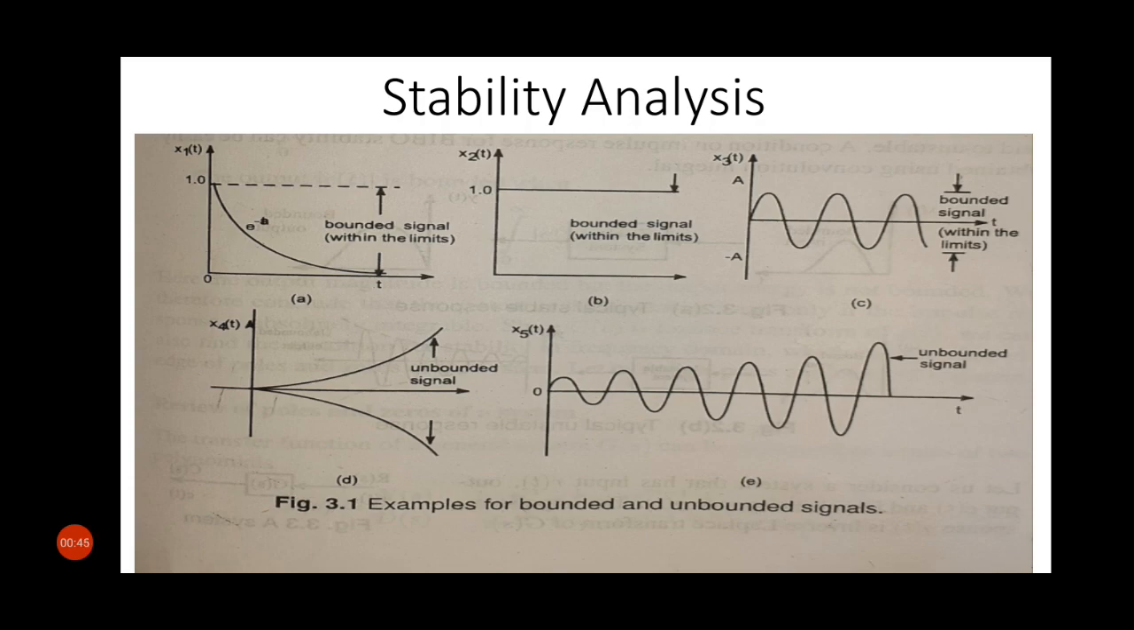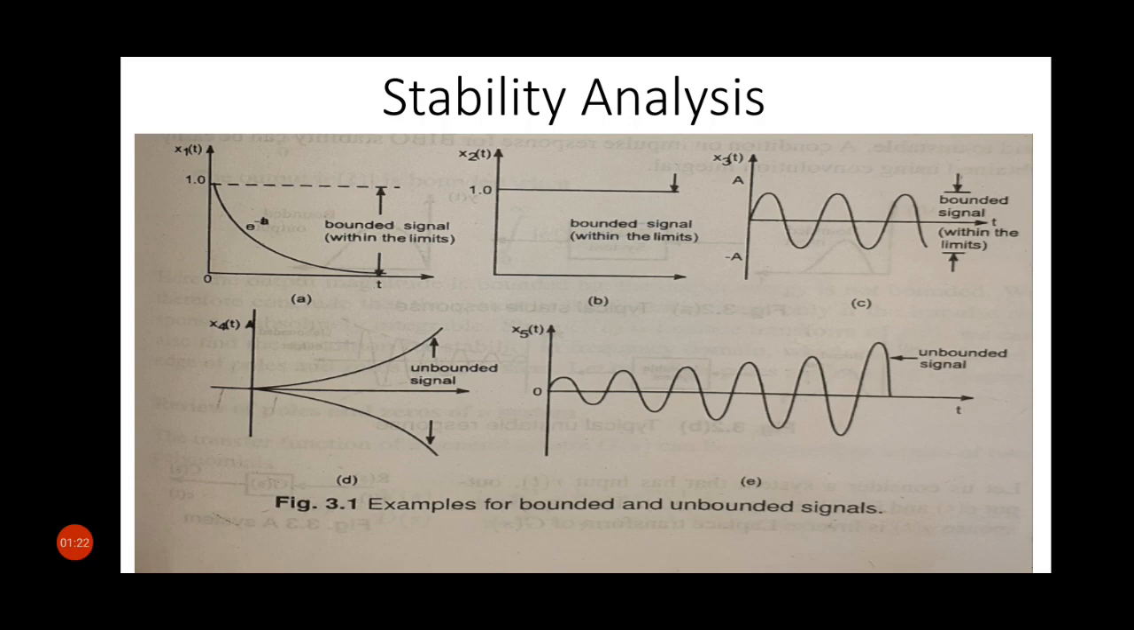Stability of a system implies that small changes in input do not result in large effects on the system response. We call a system stable if its output is bounded for any bounded input. So, what is a bounded input and output? The examples for bounded and unbounded input and output signals are shown in this figure.